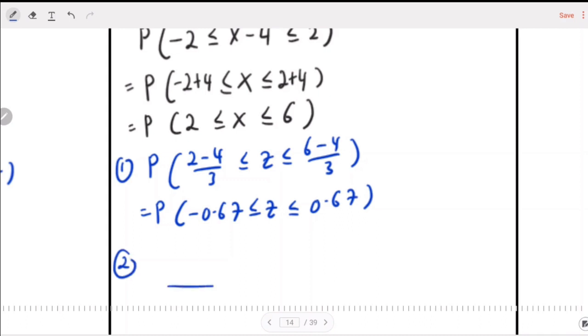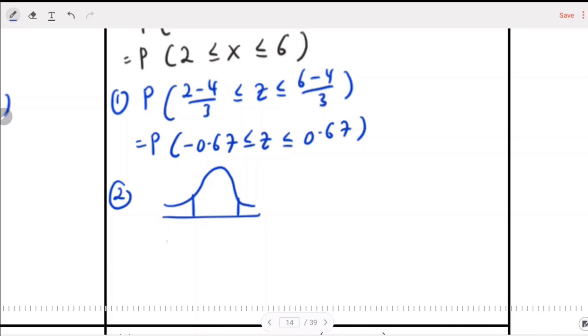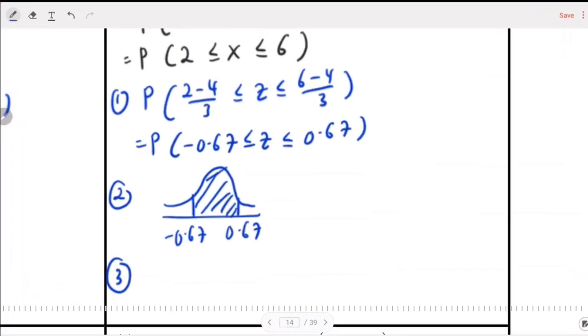Second step, bell shape. One of it is negative. The other one is positive. In between. Third step, identify whether we need to put 1 minus or not. So since we shaded fully the middle part of our bell shape, we need to put 1 minus and then minus the 2 values here.